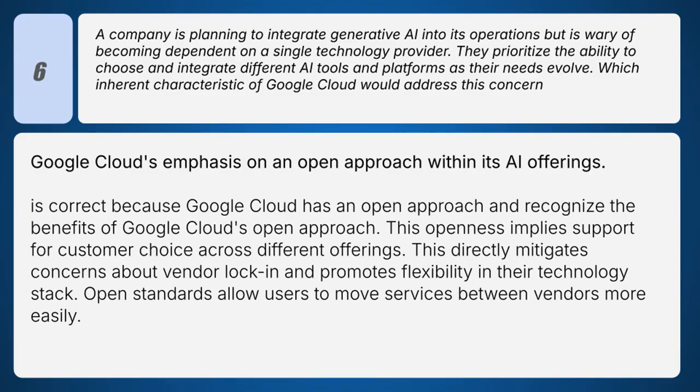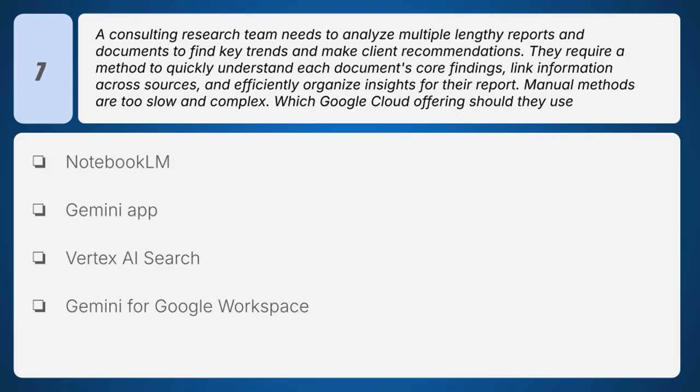Google Cloud's emphasis on an open approach within its AI offerings is correct because Google Cloud has an open approach and recognizes the benefits of it. This openness implies support for customer choice across different offerings. This directly mitigates concerns about vendor lock-in and promotes flexibility in their technology stack. Open standards allow users to move services between vendors more easily.